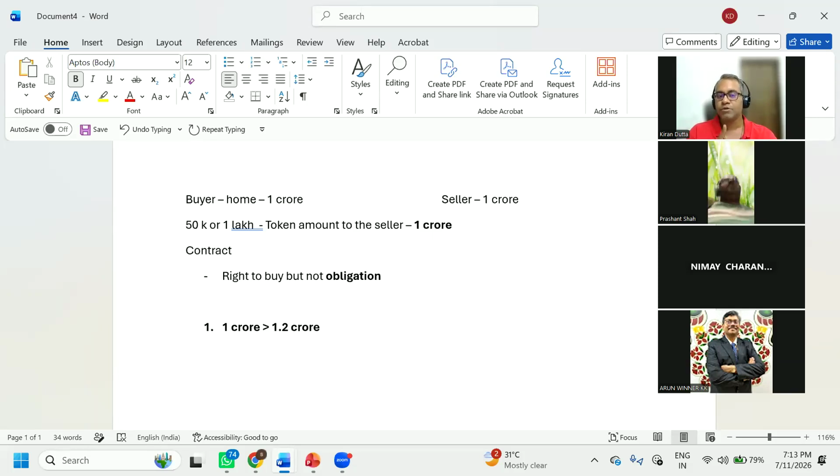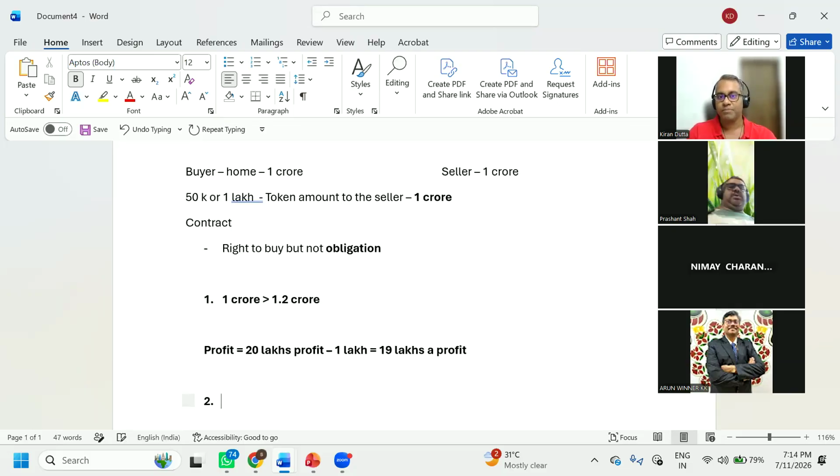So what is the profit that I'm actually making in 1 month? I'm going to make 20 lakhs profit, minus the 1 lakh token amount that I have already paid. So what is the profit that I'm going to make? I'm going to make 19 lakhs as profit. Got it, guys? Clear here? Now, there is a second scenario.